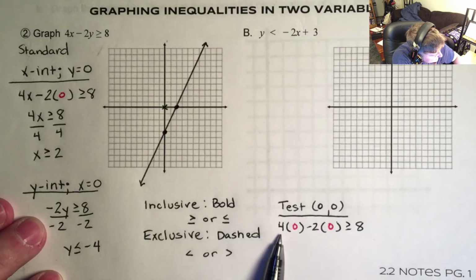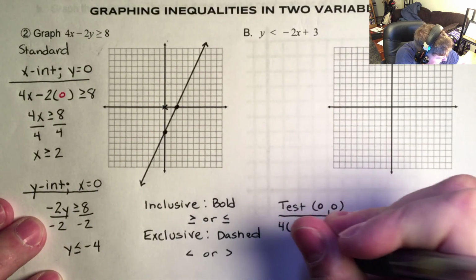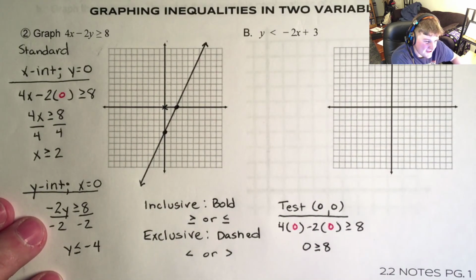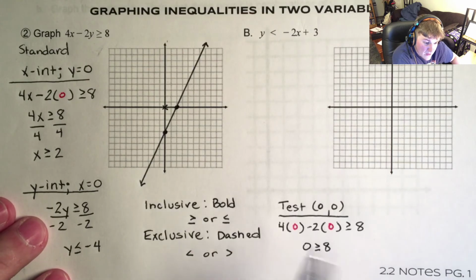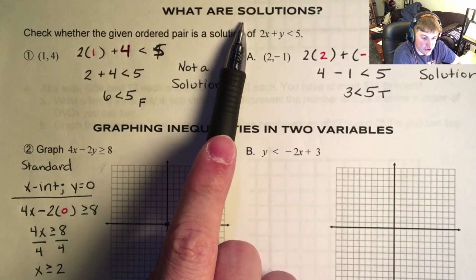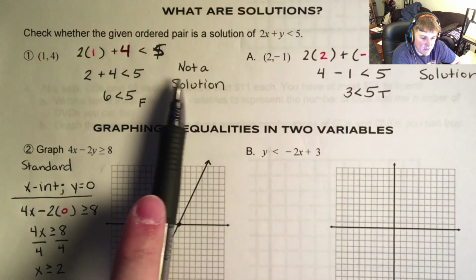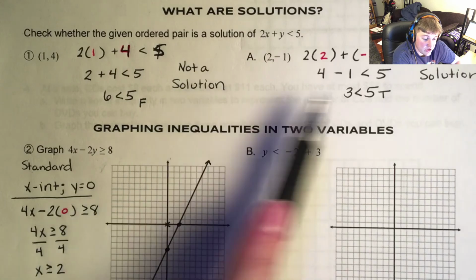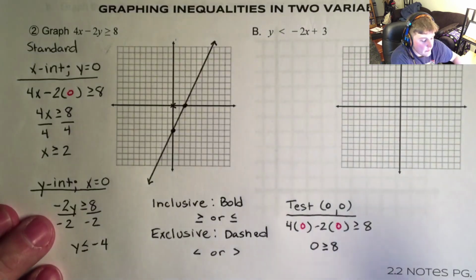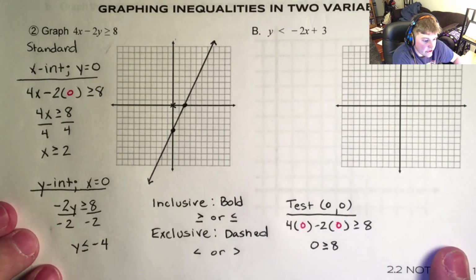So when I solve this, 4 times 0 is 0, minus 2 times 0 is 0, and I get 0. This is all 0 here. That's kind of why I picked 0, because it's just the easiest. So I figure out that 0 is greater than or equal to 8. Let's think about what that means as far as (0, 0) being a solution. If it's a false statement, it's not a solution. But if it's a true statement, it is a solution. So what is the ordered pair (0, 0)? Is it a solution or is it not a solution?